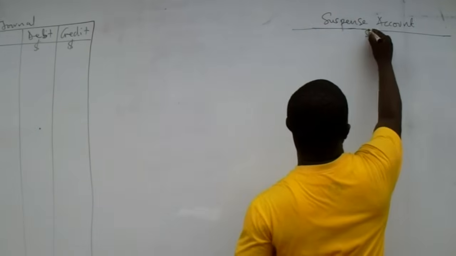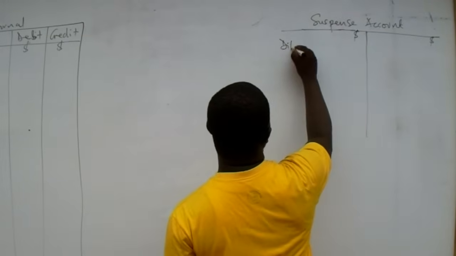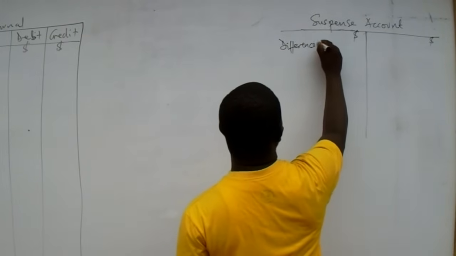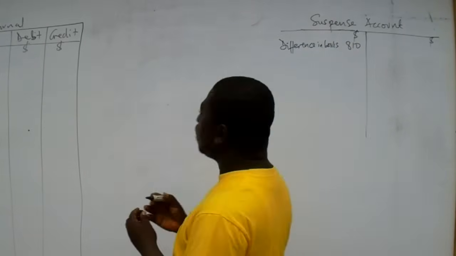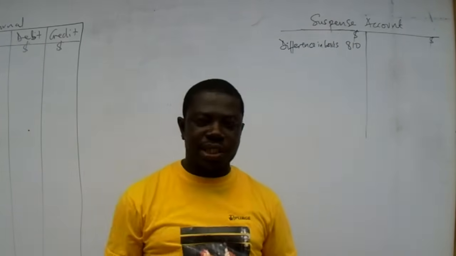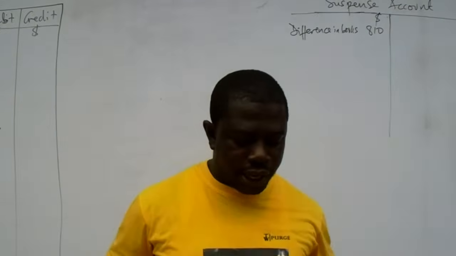And so let me put my currency signs of dollars there, and I'll call this difference in the books. So the difference is $810. And so I put that there because the question says it was debited to a suspense account. So you do that. And then you continue.